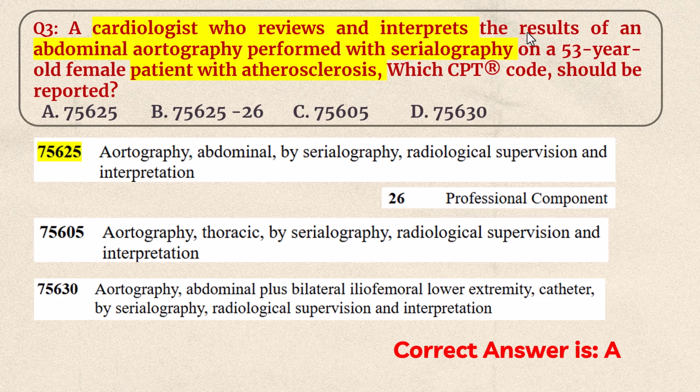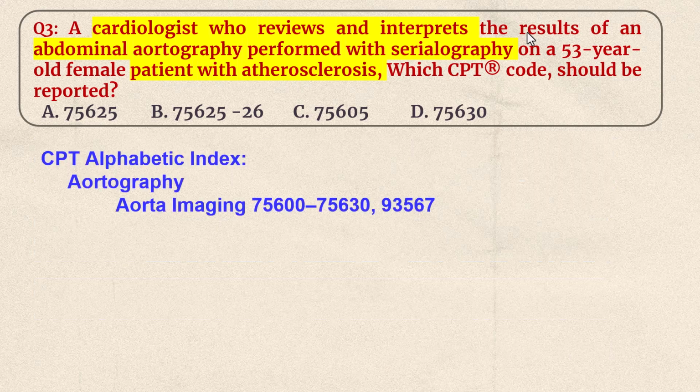If you encounter this case in a real working scenario, you have to go with the CPT alphabetic index. Go to the index of aortography. There go to the subcategory of aorta imaging. It will lead you to the code series 75600 to 75630. Again, go back to the tabular list and confirm the answer. So the correct answer will be A.